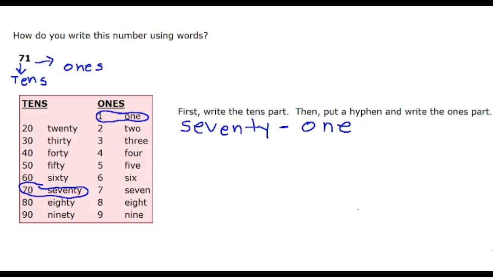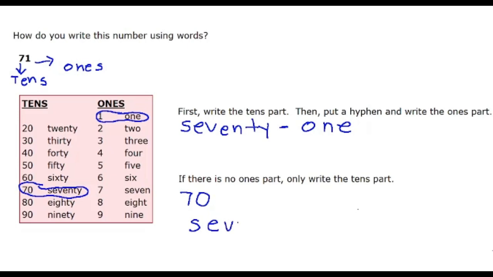So there is another little step here that you might have a question about. What if there is no ones part? So say the question was that we had to write, instead of 71, it looked like this, which was 70. So if there is no ones part, then you only write the tens part. So to write out 70, you just write it like this. You don't need a hyphen, and you're done.